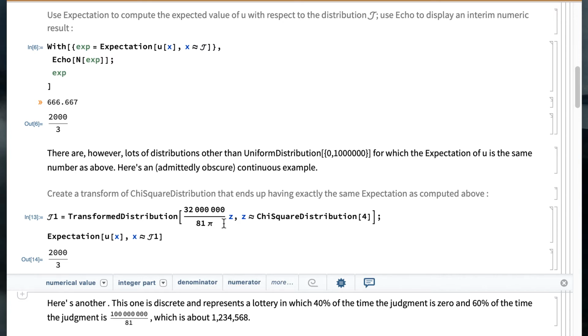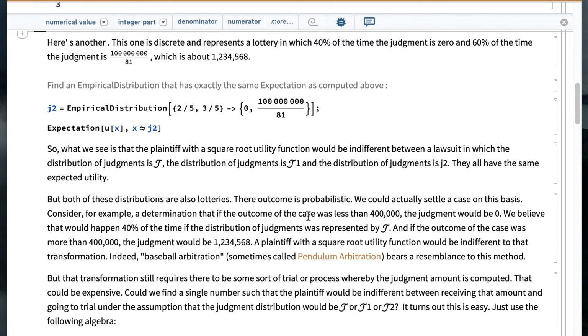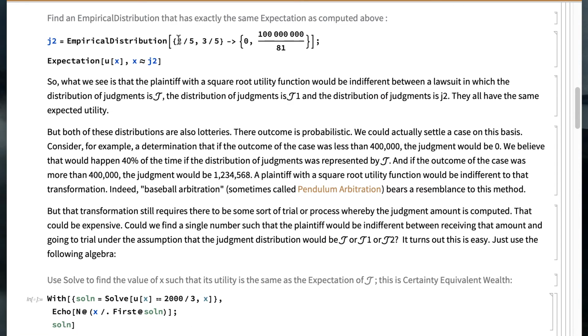So what I'm trying to show you is that there's nothing unique about the uniform distribution on 0 to 1 million. There are other distributions which provide the same expected utility to the individual. Let's do another one, okay? Let's take one, it's an empirical distribution. At 2/5 of the time you get nothing, and 3/5 of the time you get 100 million divided by 81.